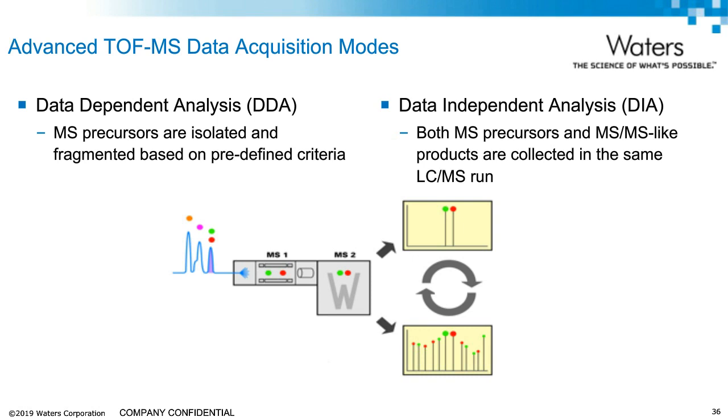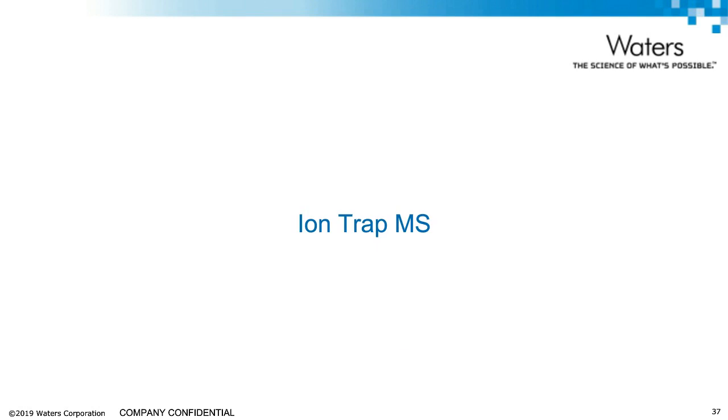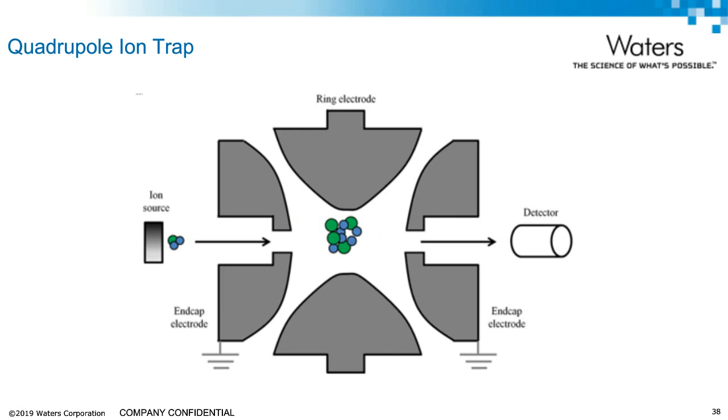The third mass analyzer regularly seen in the MS lab is the ion trap-based mass spectrometer. The quadrupole ion trap mass analyzer was developed by the Nobel Prize-winning mass spectrometry pioneer Wolfgang Paul. His work in the early 1950s led to the development of the basic parameters of today's common benchtop instruments. A schematic of a quadrupole ion trap mass analyzer is shown here.